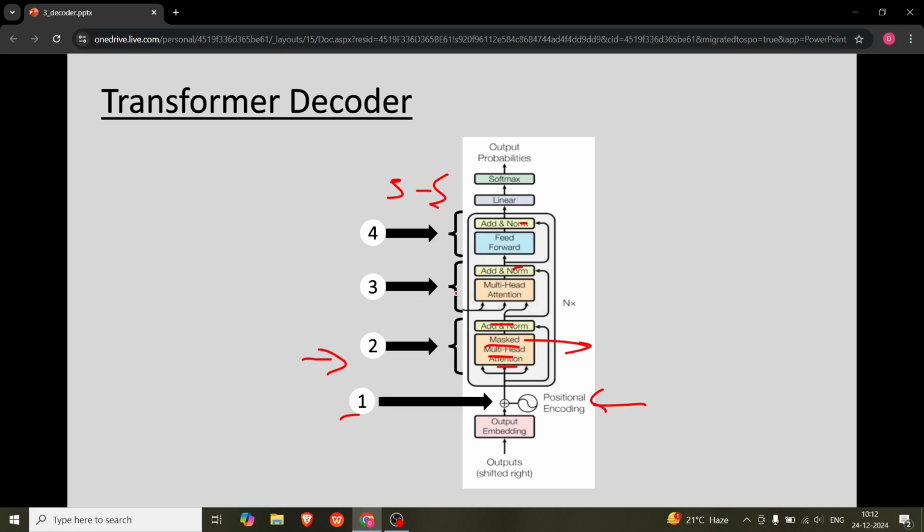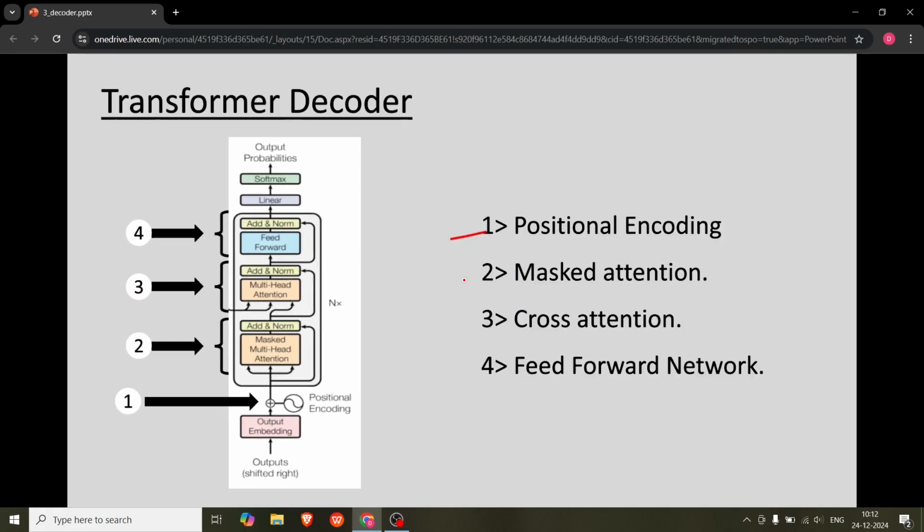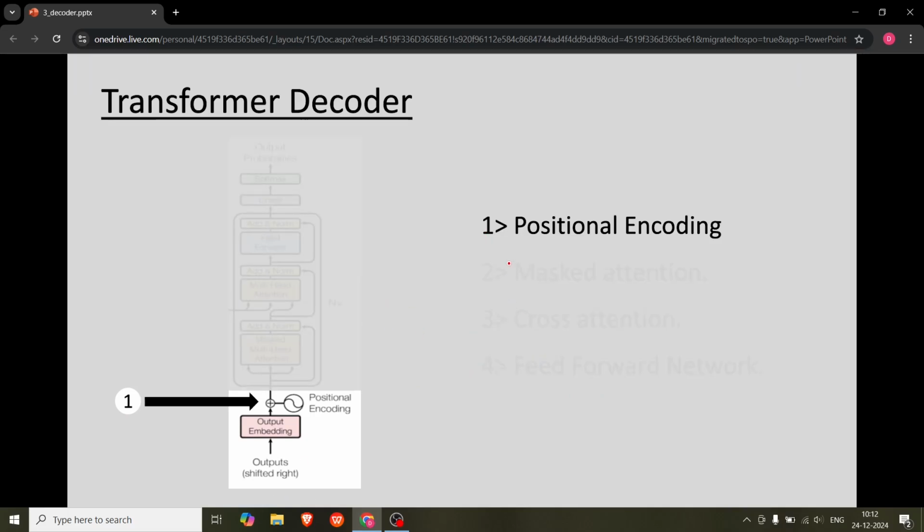Third, there is a multi-head attention over here, which is basically your cross attention, so we will be giving some importance to it. Finally, a very simple feed-forward neural network, and the fifth layer, which is also very simple. So we will be looking at the entire architecture. We'll be doing all the four things that I have said: positional encoding, the second one, masked attention, then the third one, cross attention, and the feed-forward neural network. So let's first start with our positional encoding.